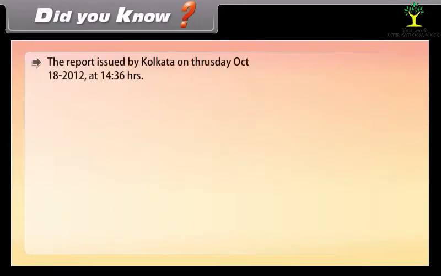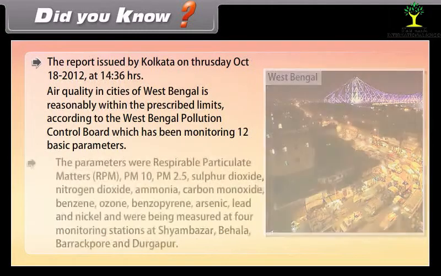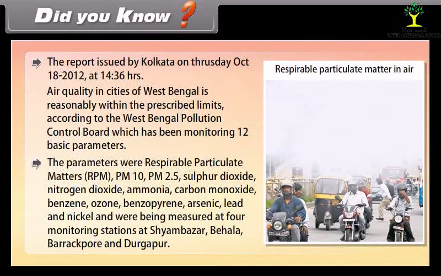Did you know? The report issued by Kolkata on Thursday, October 18, 2012 at 14:36 hours says air quality in cities of West Bengal is reasonably within the prescribed limits according to the West Bengal Pollution Control Board, which has been monitoring 12 basic parameters. The parameters were respirable particulate matter RPM, PM10, PM2.5, sulfur dioxide, nitrogen dioxide, ammonia, carbon monoxide, benzene, ozone, benzopyrene, arsenic, lead and nickel, and were being measured at 4 monitoring stations at Sham Bazar, Behala, Barakpur and Durgapur.